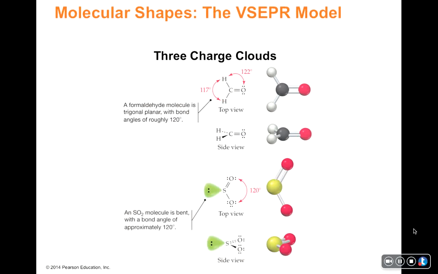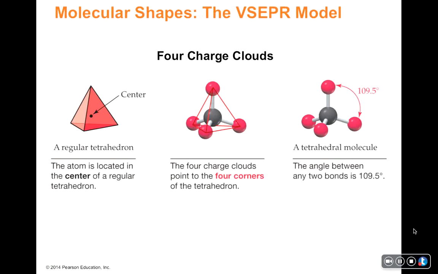I should back up a moment. I didn't mention on the bottom here the angle. Notice the angle for the 3 charge clouds. It doesn't matter whether it's the one on the top or the bottom. The bond angle there is 120 degrees. Okay, so bond angle here for all of your atoms is 109.5.